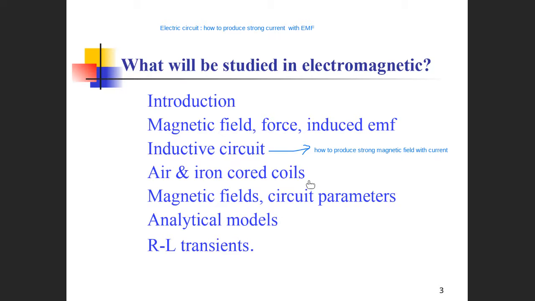So the inductive circuit discussion is how to produce a strong magnetic field with the current going through the conductors. Now, in practice, we can use coils, as I show here.